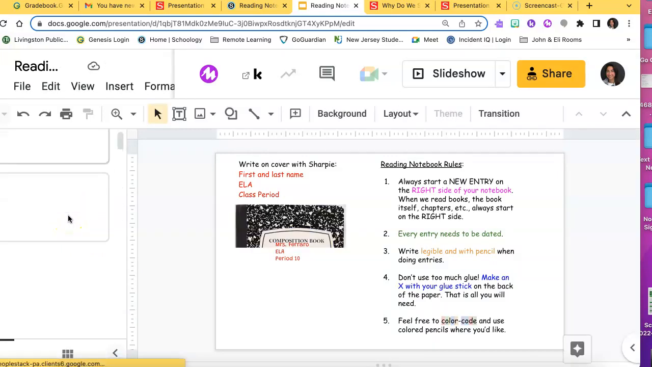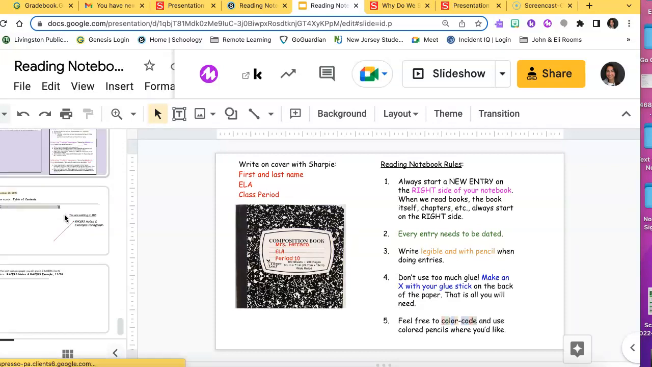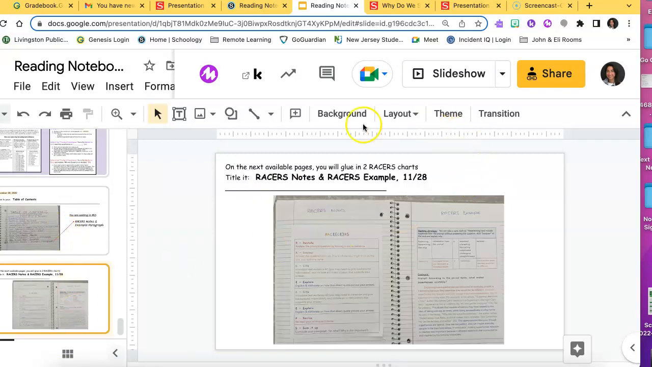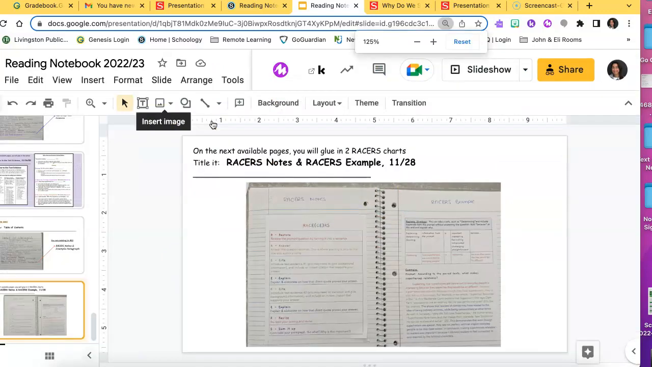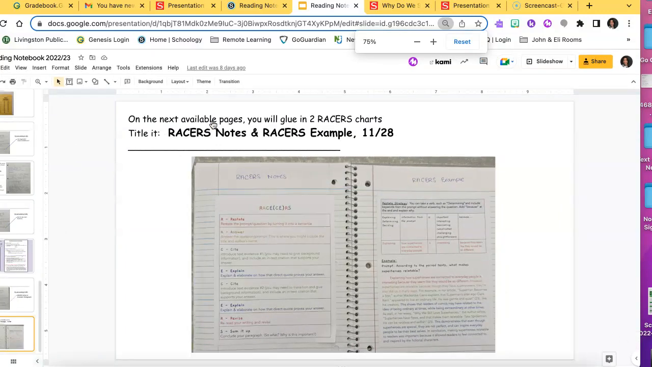So basically, we discussed that Racers is a writing strategy that you can use when you're answering questions about an article that you read or a book that you read. And it's a really good way just to make sure that you're including all of the important parts of a paragraph.